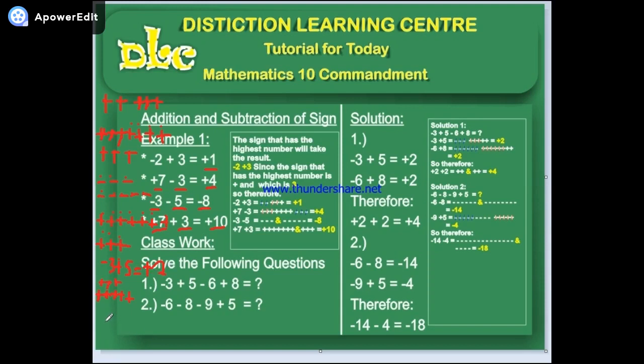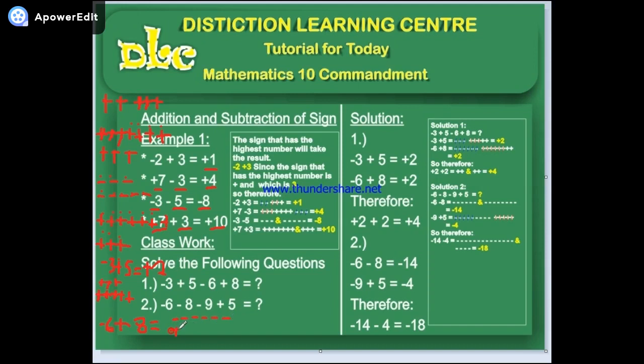So the next thing that we are going to do is minus 6 plus 8. Minus 6 plus 8. So if you want to do this, what are you going to do? You first count minus 6. That means 1, 2, 3, 4, 5, 6. And plus 8.